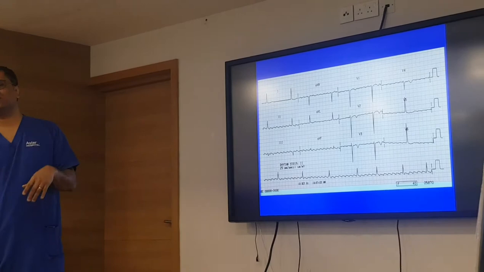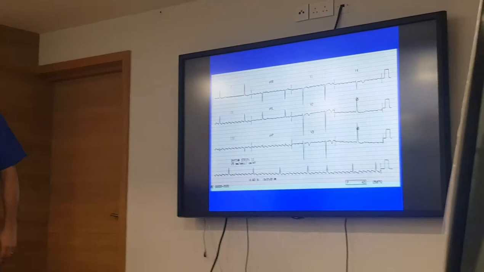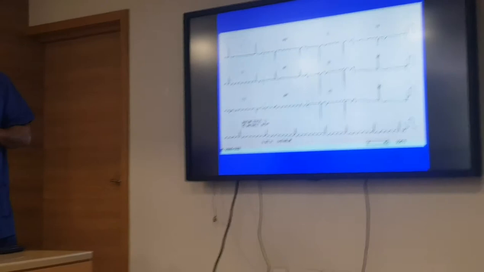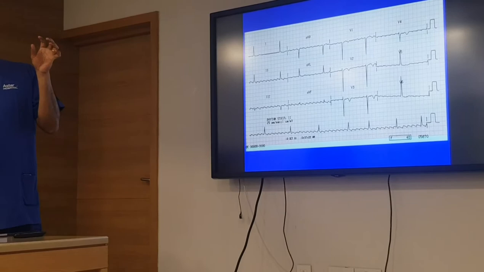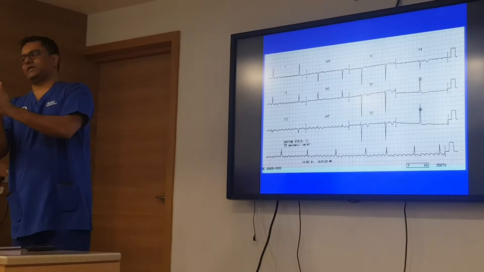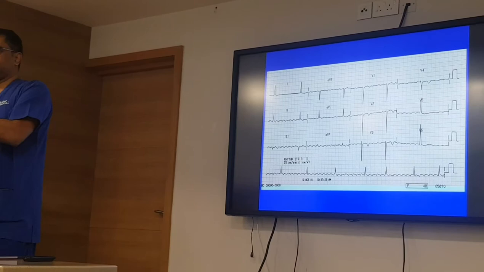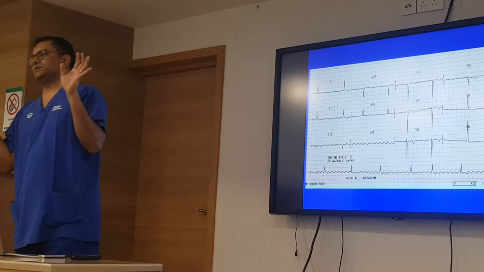When there is 3:1 conduction, what will be the rate in atrial flutter? Atrial flutter with 2:1 conduction is 150. 3:1 will be? What is the flutter rate? 300. With 3:1, the ventricular rate will be 100. So when you see flutter with a 150 heart rate, it's 2:1 conduction. When there's 3:1 conduction, the ventricular rate will be 100. With 4:1 conduction, the ventricular rate will be 75. That is called typical atrial flutter, where you have this fixed heart rate.